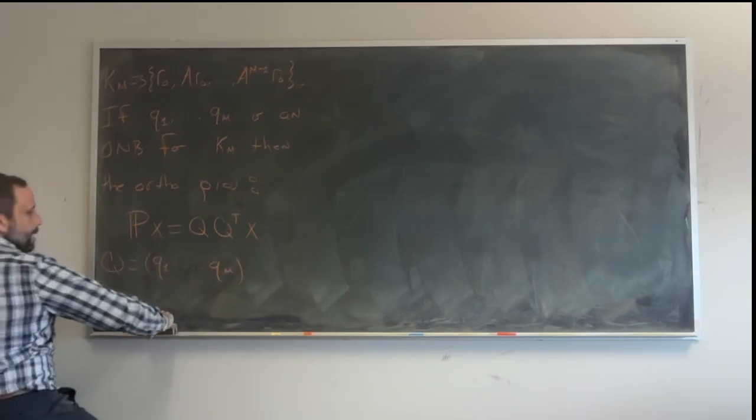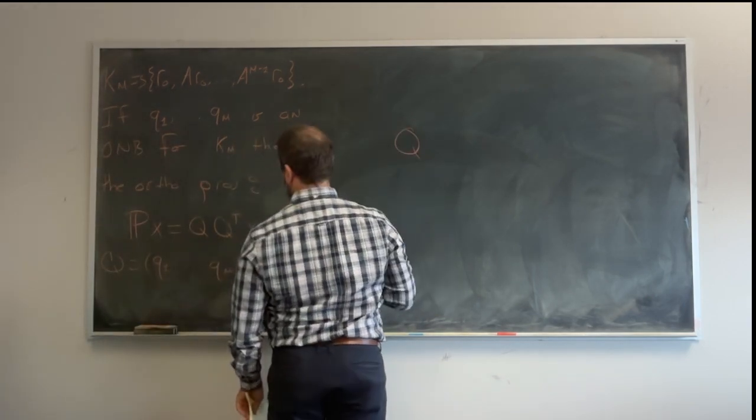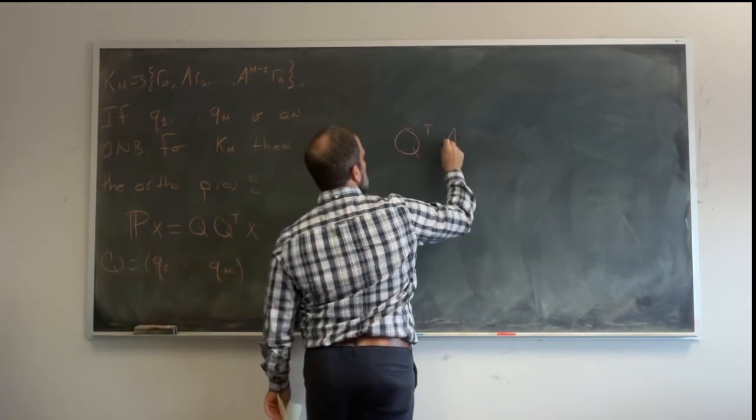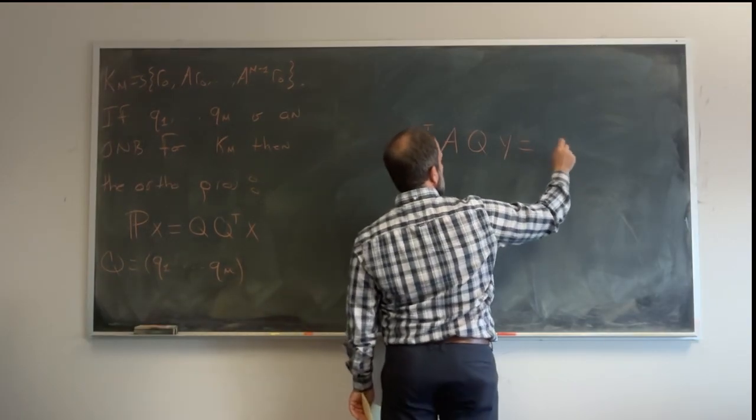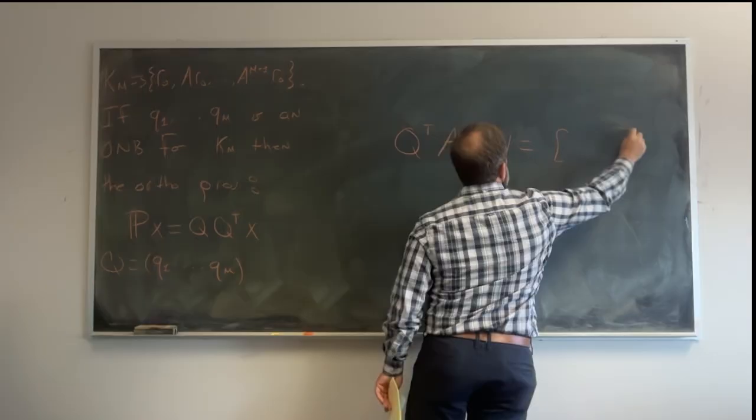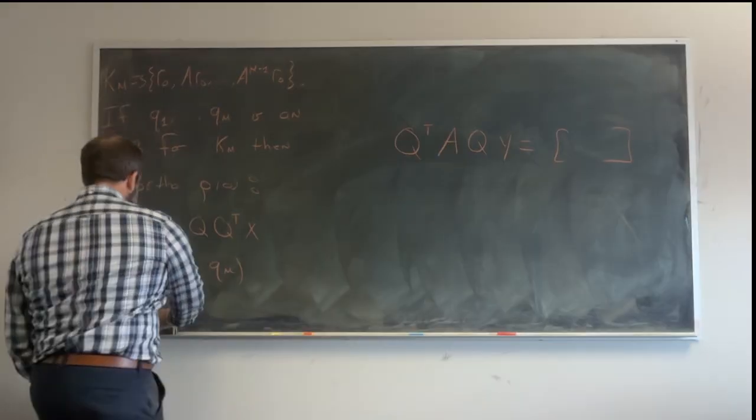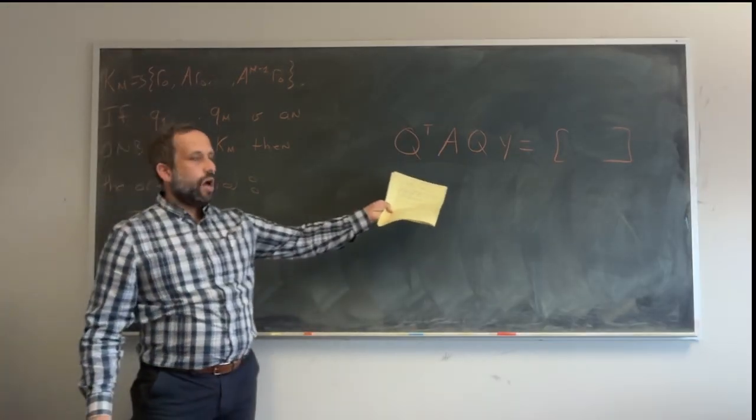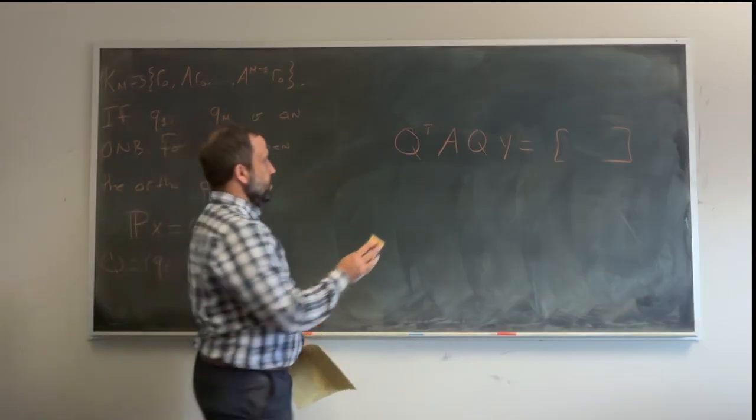Okay, and so we're going to need to be able to solve equations similar to this, Q transpose A Q y is equal to something. Whatever is going to be there depends on the method. Now, as I said in the previous video, this turns out to not be a significantly easier problem than the one that we started with.